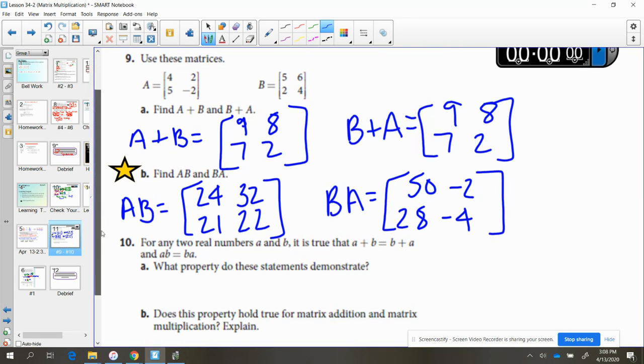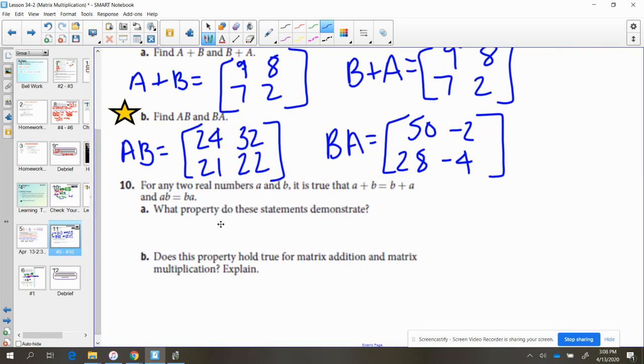Now, normally with addition and multiplication, the order is not going to matter. Whether we do a plus b, it's equal to b plus a. A times b is equal to b times a. That's known as the commutative property. Okay, and you'll see that on the side.